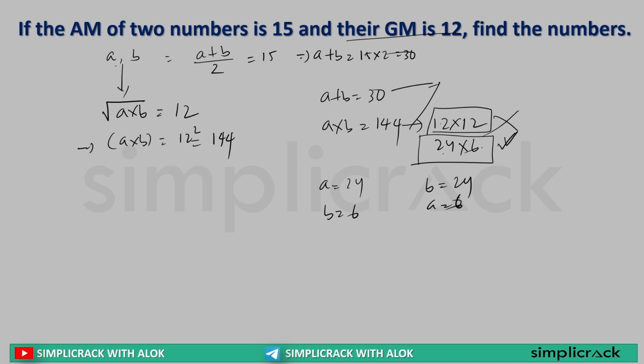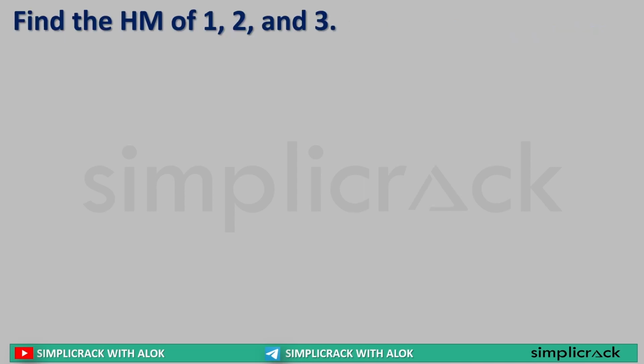You can write it either way, because there is no order given that A is the smallest number or B is the largest number. So this is the pair that will satisfy this condition. Clear? Next, find the harmonic mean of 1, 2 and 3.